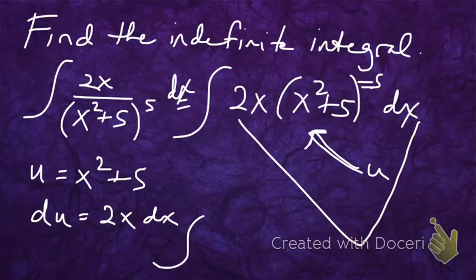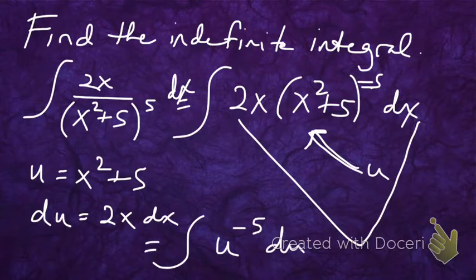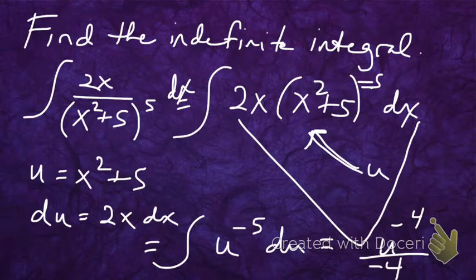We've got the antiderivative of u to the negative 5 du. We're ready to go ahead and integrate. We add 1 to that power. Negative 5 plus 1 is negative 4. Divide by that number and add a constant of integration. In the end, we could simplify. That's negative 1/4. And what u stood for was x squared plus 5.